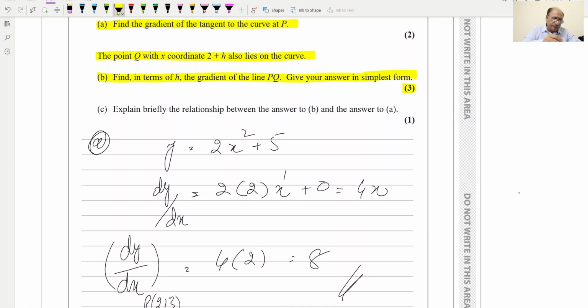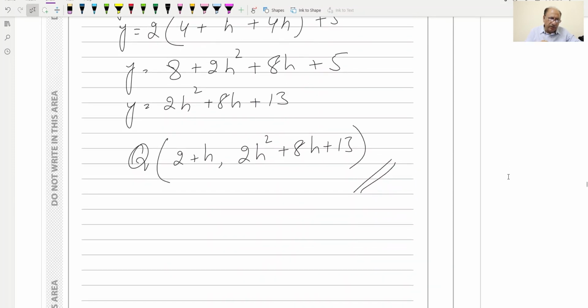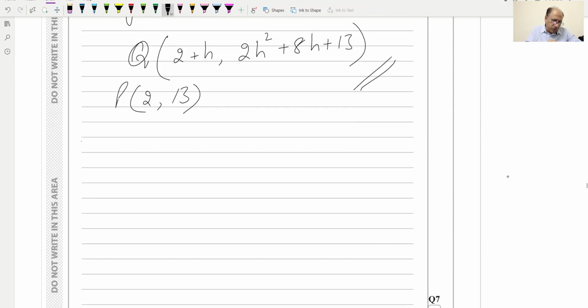Now, part B, basically we need to find the gradient of the line PQ. So now we'll be using the point Q which we found, and we will be using the point P. P has coordinates 2 and 13. So we'll be using P and Q to find the gradient. So the gradient of PQ will be equal to y2 minus y1 over x2 minus x1. This will be the gradient formula which we will be using.